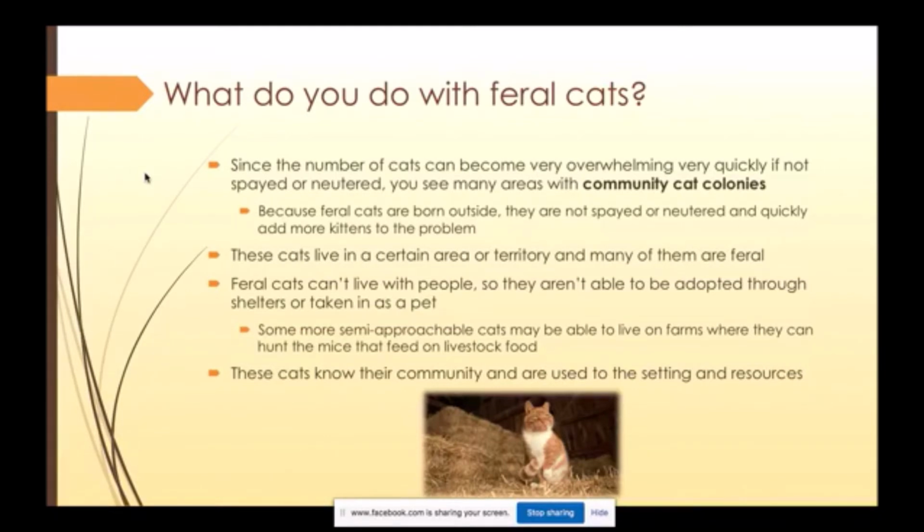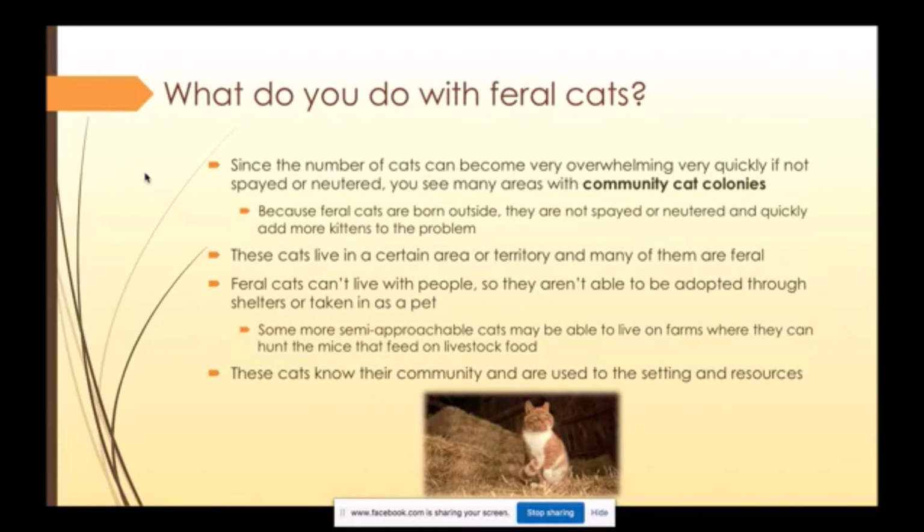They, like I said, kind of prefer a certain area because cats are very territorial. So most cats, when we're talking about community cats, are feral, but they may include some outdoor cats or strays as well. And since feral cats can't live with people, they aren't able to be adopted through shelters, as I mentioned, or taken in as someone's pet.